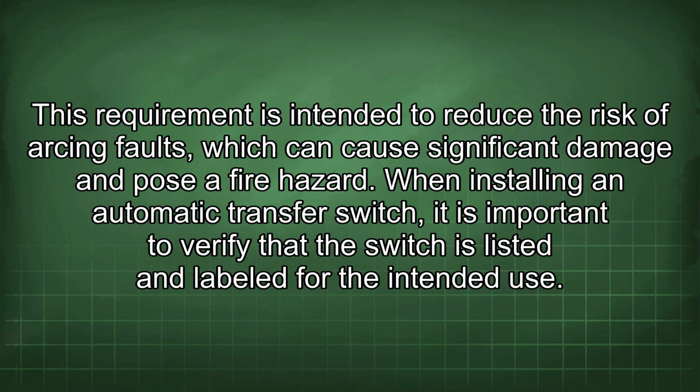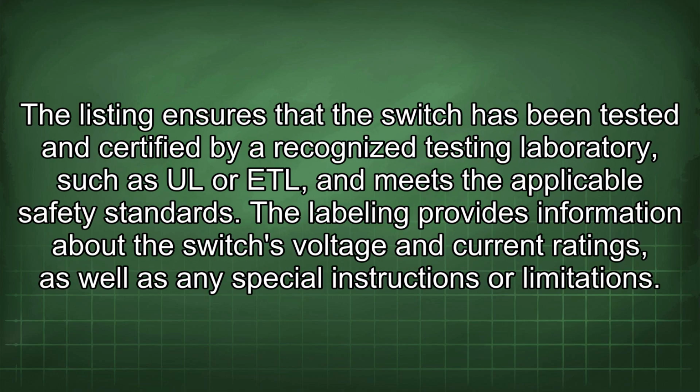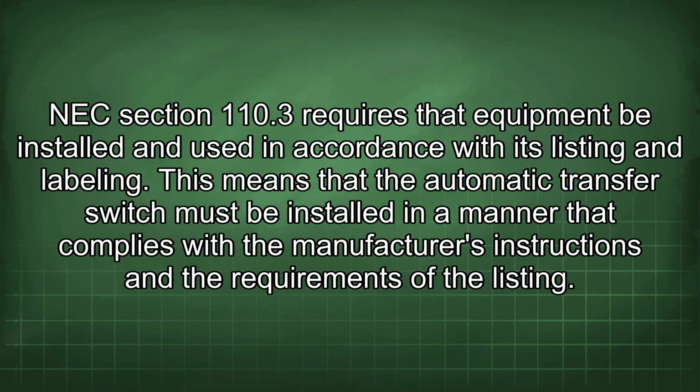When installing an automatic transfer switch, it is important to verify that the switch is listed and labeled for the intended use. The listing ensures that the switch has been tested and certified by a recognized testing laboratory such as UL or ETL and meets the applicable safety standards. The labeling provides information about the switch's voltage and current ratings, as well as any special instructions or limitations. NEC Section 110.3 requires that equipment be installed and used in accordance with its listing and labeling.